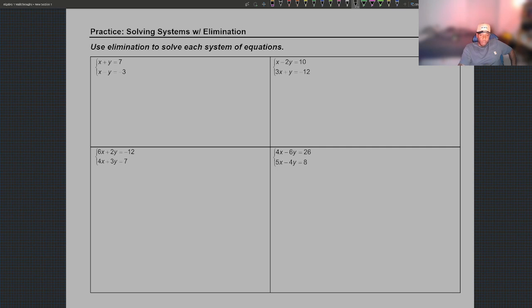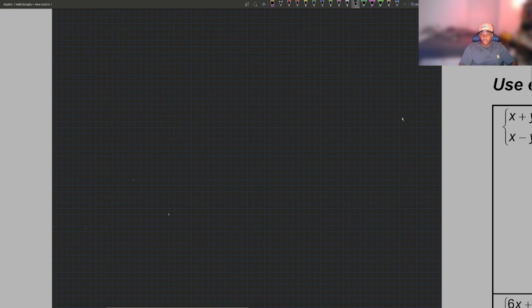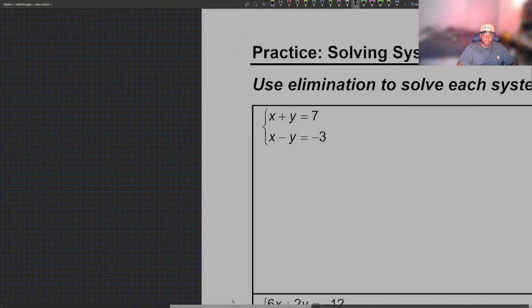So yeah, we'll take a look at these four problems. Each of them we're going to solve with elimination. You're going to see the differences between each of these scenarios because sometimes there's a little added work you have to take care of before you can actually eliminate one of your variables. So we're going to get into this first system here. Let me go ahead and get that in view.